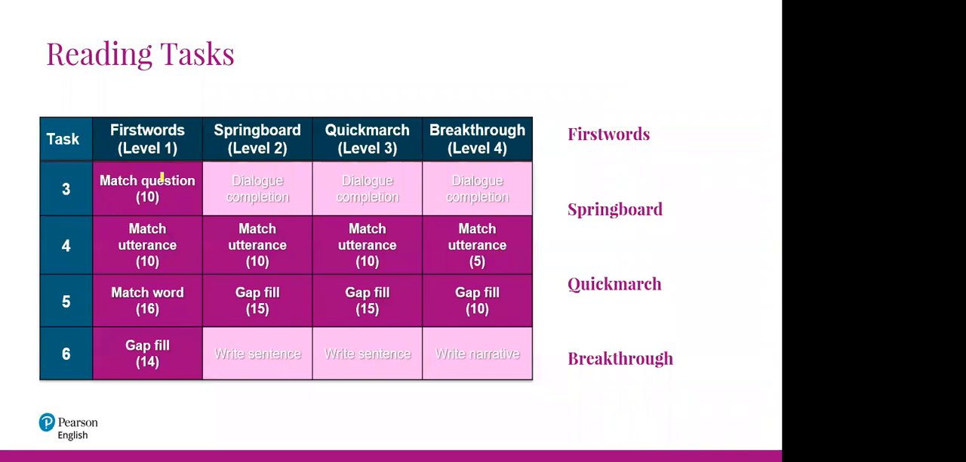When we look at the structure of this exam and the structure of reading tasks, we will see that the structure is a little bit different for different levels. So for level 1, the lowest level, First Words, the reading tasks are all 4, right? So this is task 3, 4, 5, and 6.